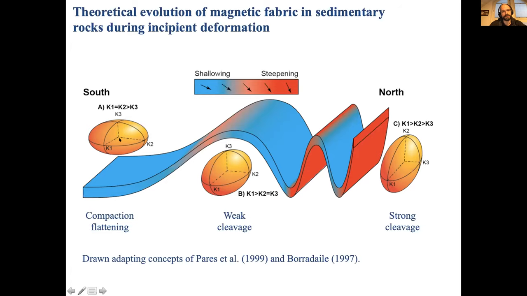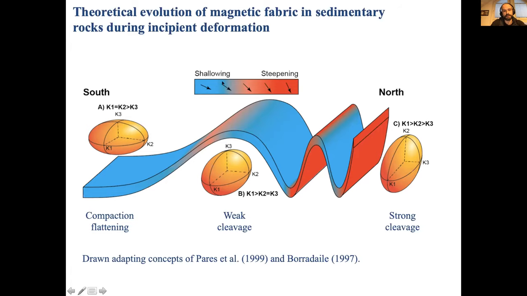If we measure the anisotropy of the susceptibility in this condition, we would have an oblate tensor. Then as we start deforming the strata a bit more, we can imagine a north-south compression, with the folding direction pointing to the north. We start having different fabrics, like the weak cleavage fabric, which will result in an anisotropy of magnetic susceptibility prolate in shape. And then in the more extreme condition of strong cleavage, we would have a triaxial.